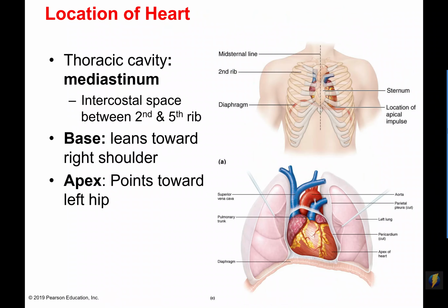The heart sits in the thoracic cavity, in particular a part of the thoracic cavity called the mediastinum, between ribs 2 and 5, sandwiched between the two lungs. The base of the heart is actually the top of the heart, where all of these blood vessels are. It leans towards the right shoulder, whereas the apex of the heart, which is this point down here at the bottom, leans towards the left hip. In fact, the left lung is somewhat displaced because of the position of the heart.